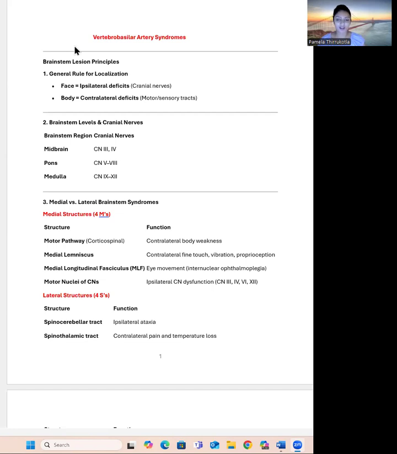This is an attempt to help you all understand this topic. So let's get started. Before we dive into different kinds of vertebrobasilar artery syndromes, we need to remember some key rules to ace this topic, okay?